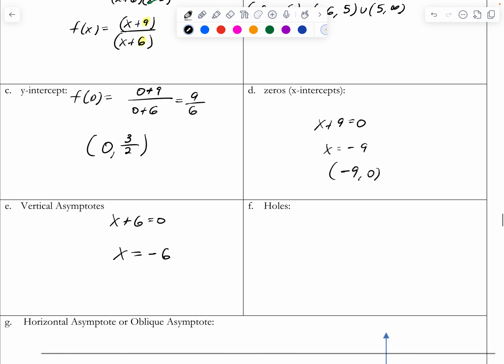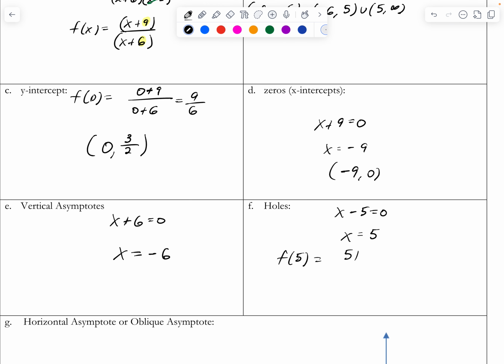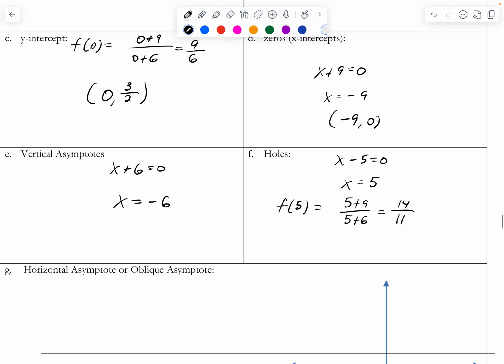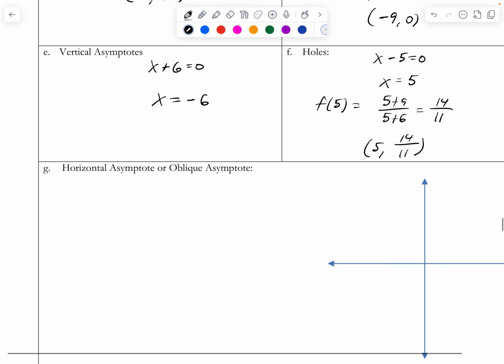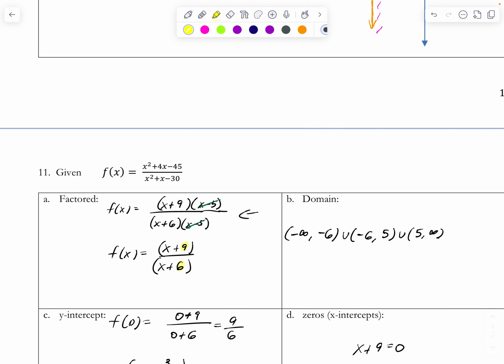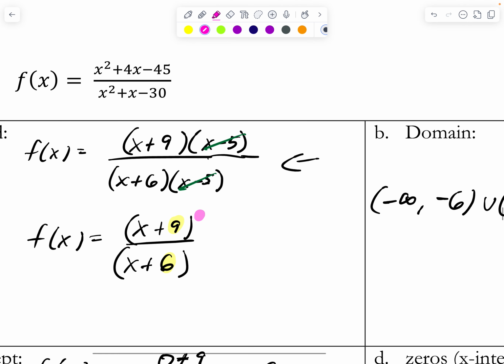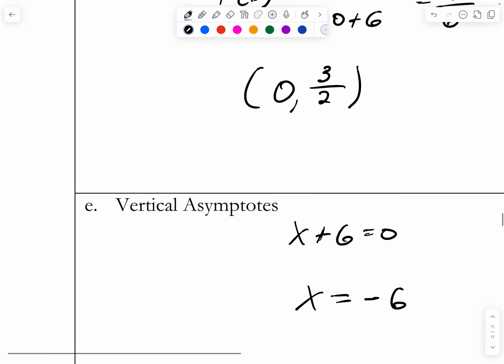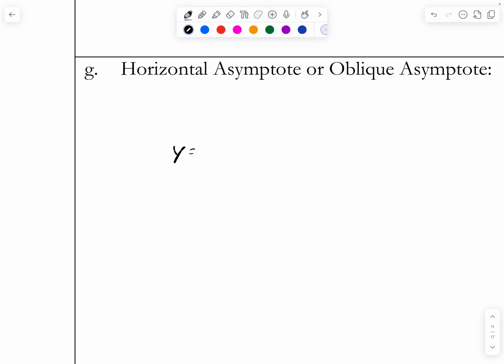My hole, the common factor was x minus 5, so the hole will be when x is 5. Don't forget to plug that back in to what you have left, which is going to be 5 plus 9 over 5 plus 6, which is 14/11. So your hole is at 5 comma 14/11. And in terms of the horizontal asymptote, this time they have an equal number in terms of the powers, right? Both of those are to the first power. So this is the leading coefficient over the leading coefficient. Both leading coefficients were 1, so it's y equals 1.